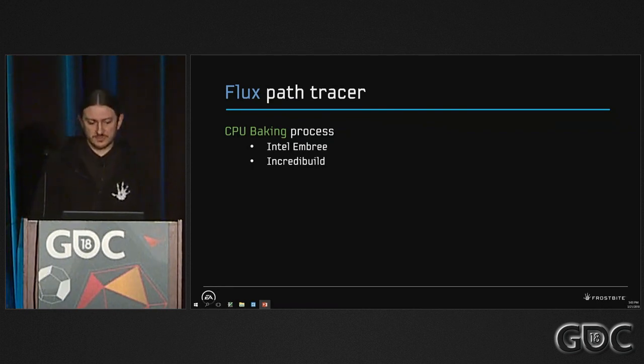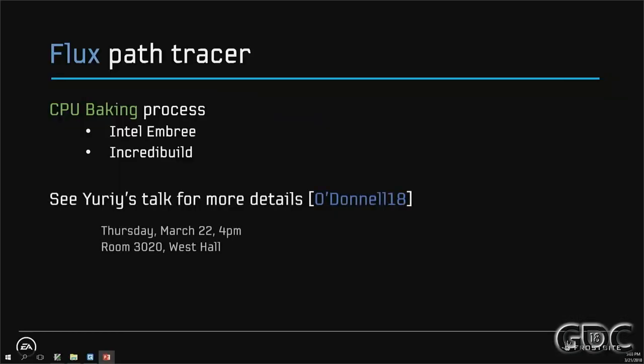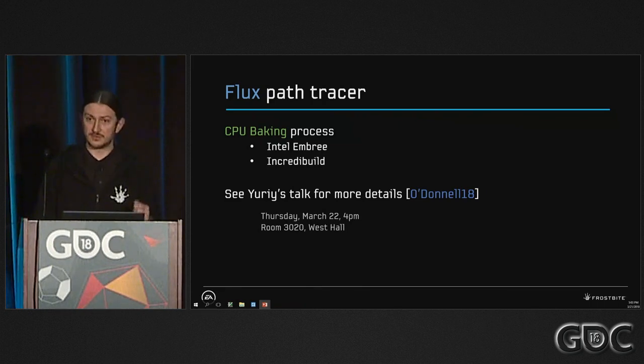So Flux is a path tracer, as I said. CPU baking of the global illumination data is achieved using Intel Embree for the ray tracing side, and Incredibuild to distribute the workload on different stations. If you want to know more about Flux and all the details about it, and a lot of details about how you pack the light maps and the charts in the light maps and specular light maps, you should definitely check out Yuri's talk tomorrow. It's a very, very great talk.